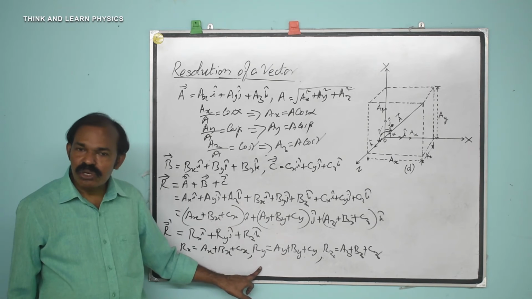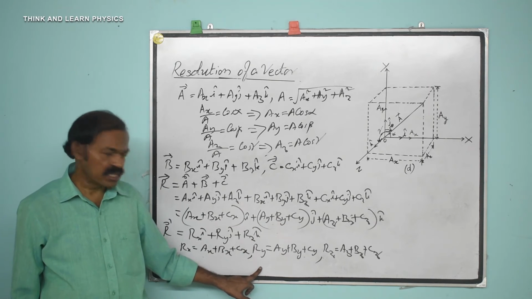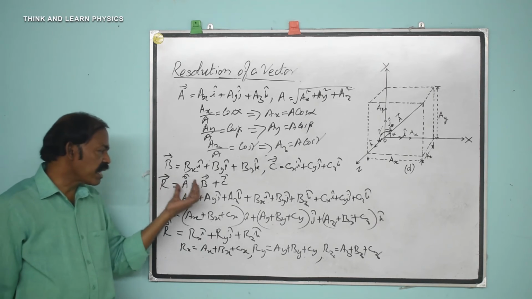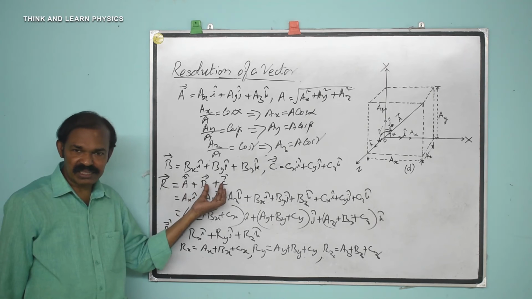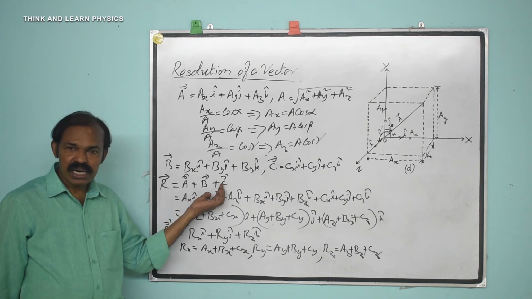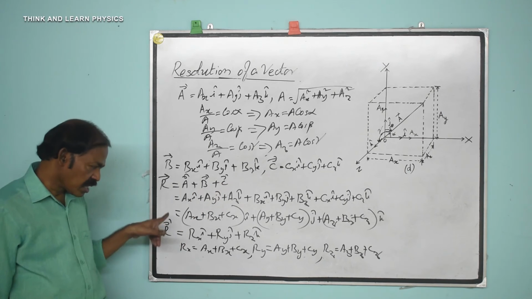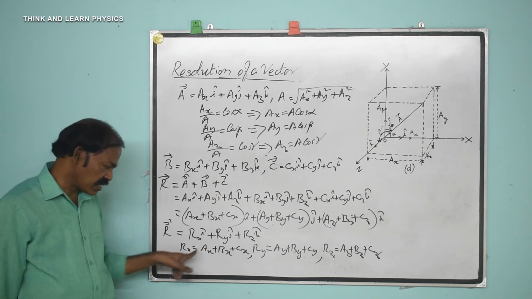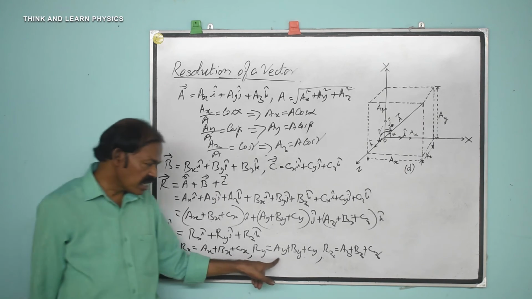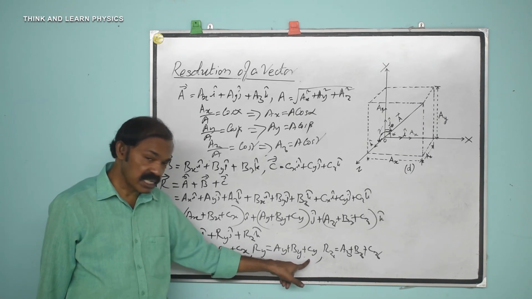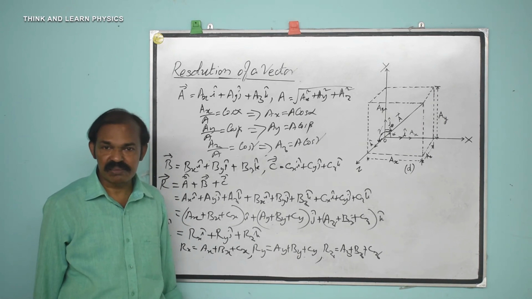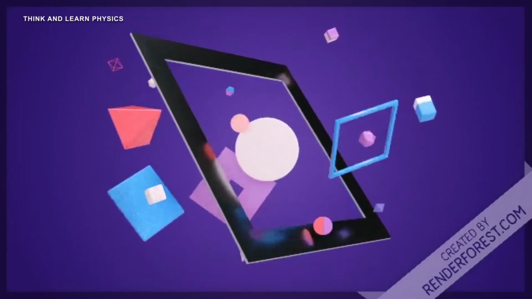Vector subtraction can also be done using the same method. As an example, if you want to find R vector equals A vector plus B vector minus C vector, then the x component, y component and z component of the resultant R vector will be: Rx equals Ax plus Bx minus Cx, Ry is equal to Ay plus By minus Cy, and Rz will be equal to Az plus Bz minus Cz.